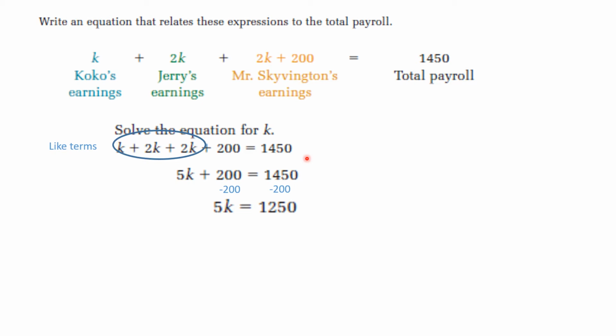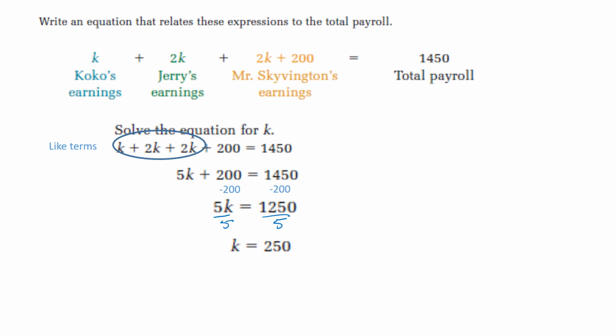Now what? How do we isolate K from this? So to isolate K here, we're going to have to divide both sides by 5. Let me put that in there. Divide by 5. Divide by 5. That gives us K equals 250.